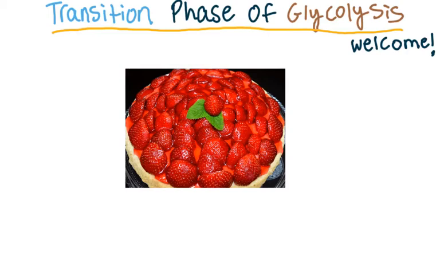Alright, but now that we're done with discussing that, before we start, this is just going to be the overview. In a future video, I'll make a more detailed version of this. But for right now, let's just figure out what's getting made in the transition phase. The main goal in this transition phase of glycolysis is to synthesize acetyl coenzyme A.